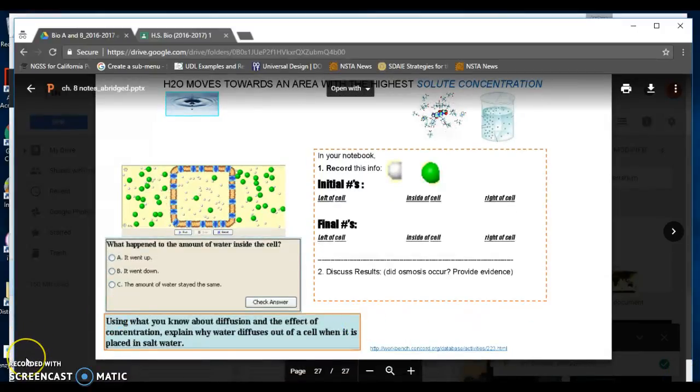All right, that's the end of the slide. Good luck. Make sure all these notes are in your book. And this is the end of Chapter 8 notes, so I won't be taking any more notes for Chapter 8.